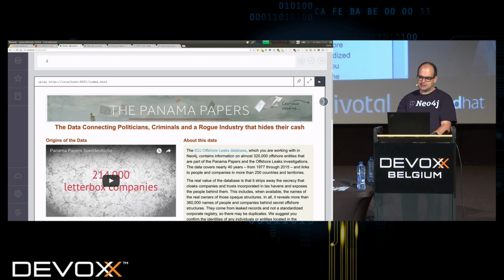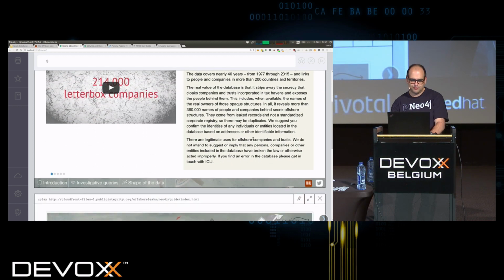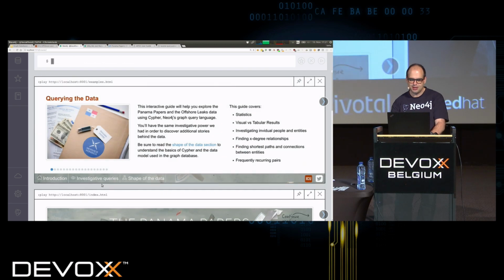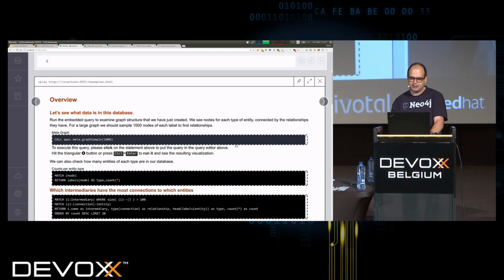The browser also has the capability to render guides. Guides are HTML files in a certain format that you can easily view in the browser. So here, for the Panama dataset, we created a kind of guide. I don't want to go through all of them, but the investigative queries are interesting. These guides contain a little bit of prose text, some images, and when you see these Cypher blocks, you can click on them and directly execute them.